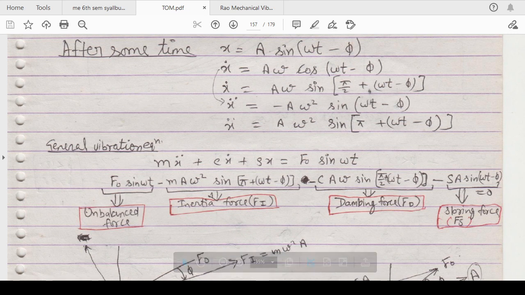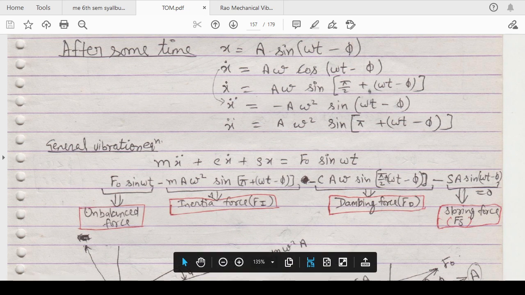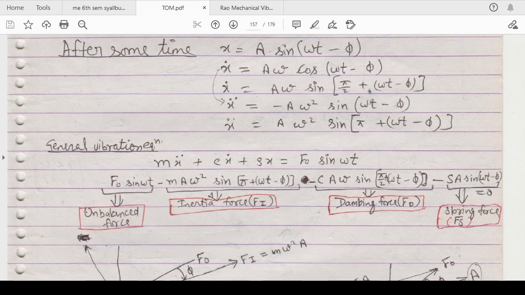So you have written it like this, minus S x. Then this is C x dot, so here you have to write down the value of C, and x dot is A omega cos of omega t minus phi. So in this way you can recall it. And after that S x, where the value of x is A sin of omega t minus phi. So you have just kept the value of x here, x dot here, x double dot here, and you have taken all these terms to the right hand side of the equation. That's why all the signs you can see here are negative, and that will be equal to 0.